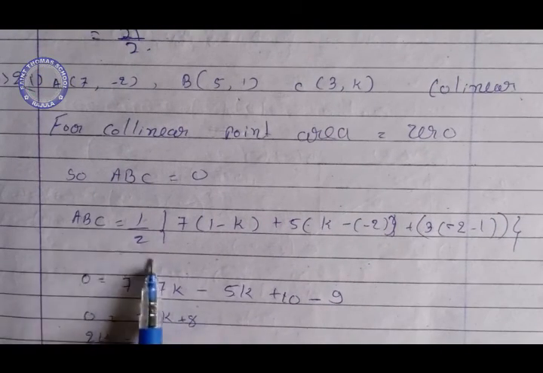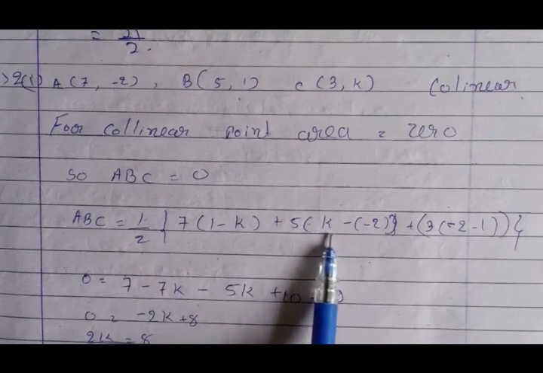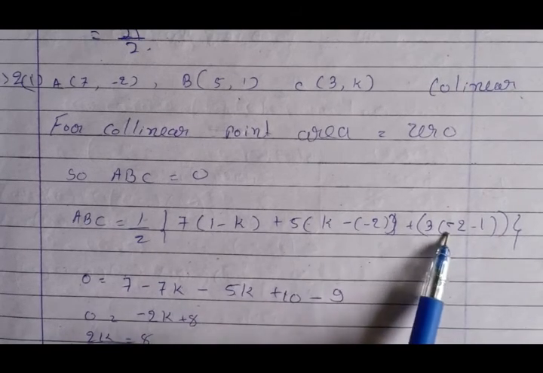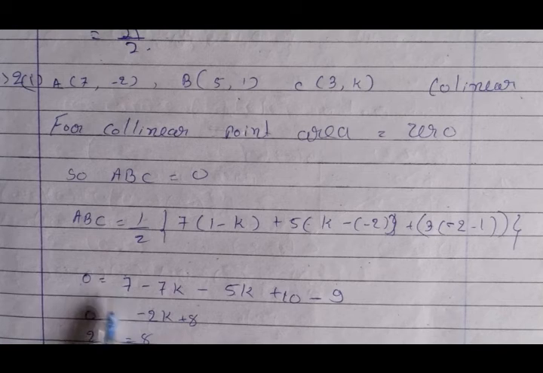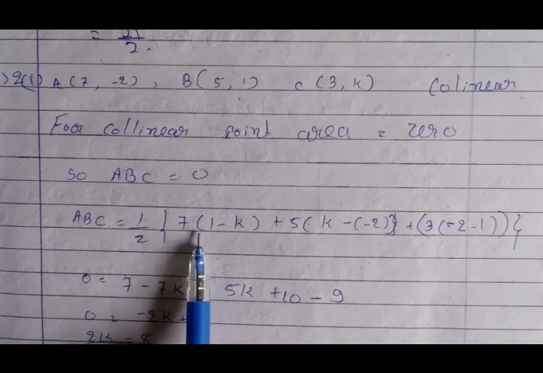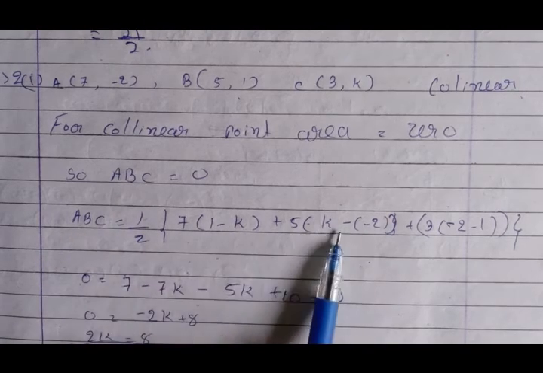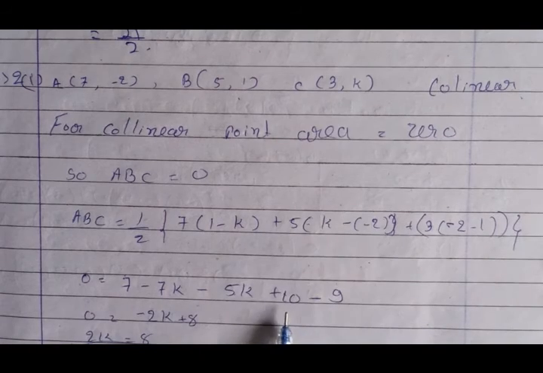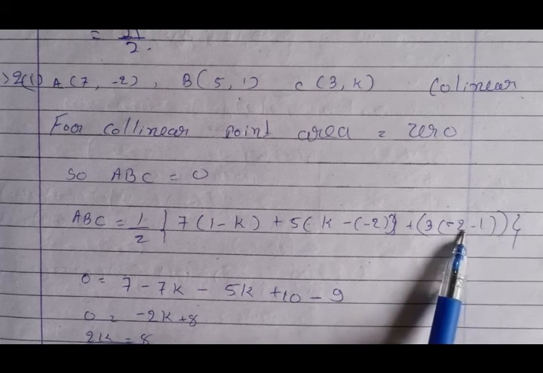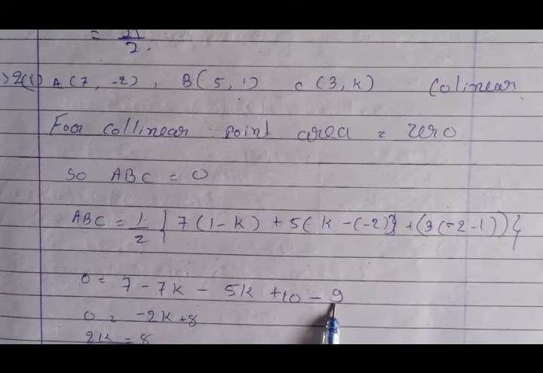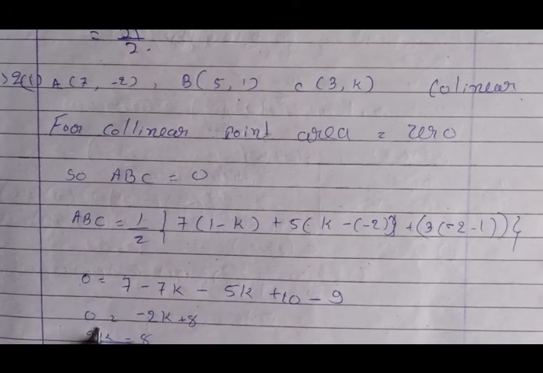Now area of ABC is equal to 1/2 into bracket 7 into bracket k minus 1, minus 5 into bracket k minus 2, plus 3 into bracket minus 2 minus 1. Now ABC is equal to 0, is equal to 7 into 1 is 7, 7 into k is 7k, 5 into k is 5k, 5 twos are 10, and minus plus minus, 3 threes are 9. Now 2 is in the denominator, come here to the numerator, so 2 into 0 is equal to 0.